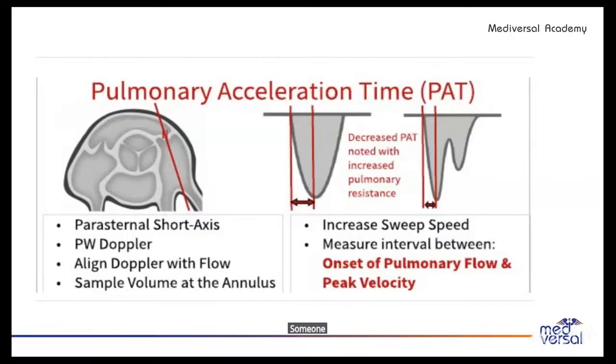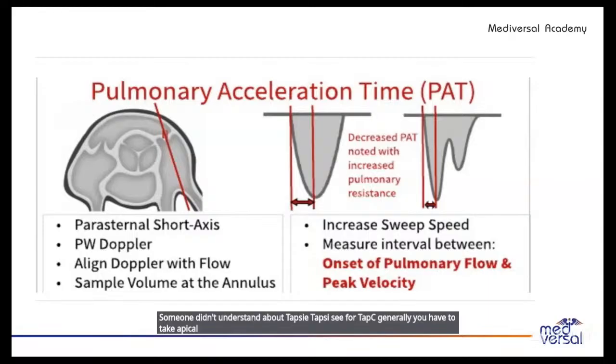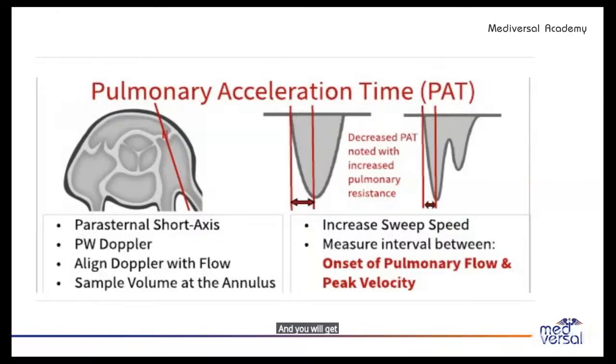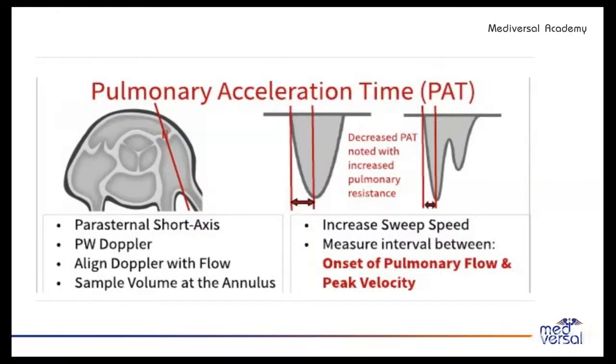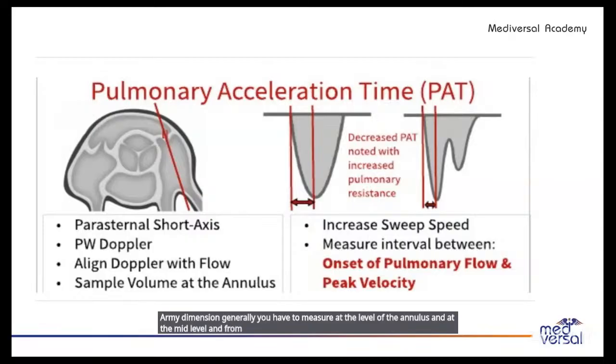Someone didn't understand TAPSE. For TAPSE, generally you have to take the apical 4 or 5 chamber view, and you have to take M mode. There is M mode in the 2D echo, and you have to place M mode over the tricuspid valve, and you will get the motion mode of the tricuspid valve, and you have to measure the distance. RV dimension generally you have to measure at the level of the annulus, and at the mid level, and from the tricuspid valve annulus towards the apex also.